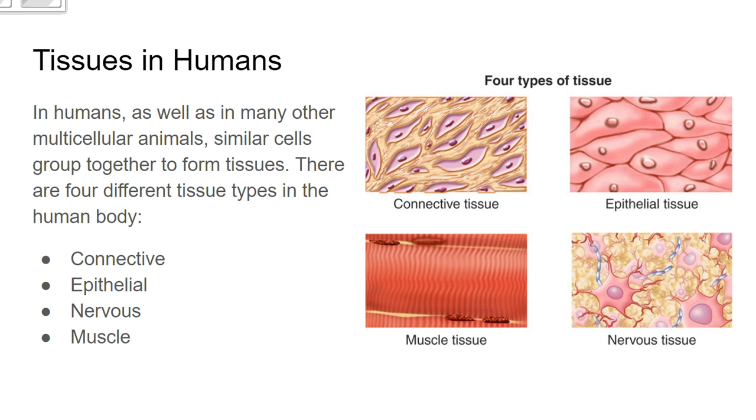Tissues in humans. In humans, as well as in other multicellular animals, similar cells group together to form tissues. There are 4 different tissue types in the human body. We have connective tissue, epithelial tissue, muscle tissue, and nervous tissue.